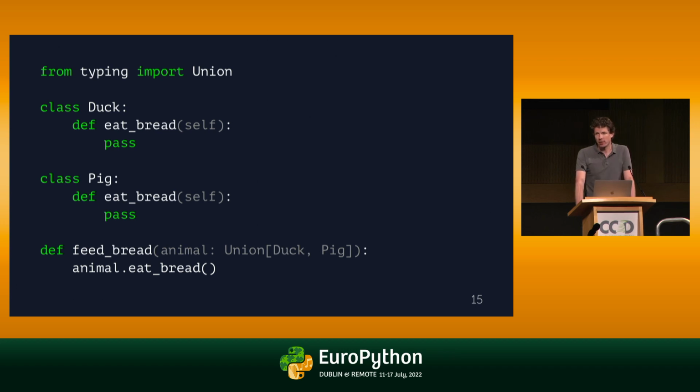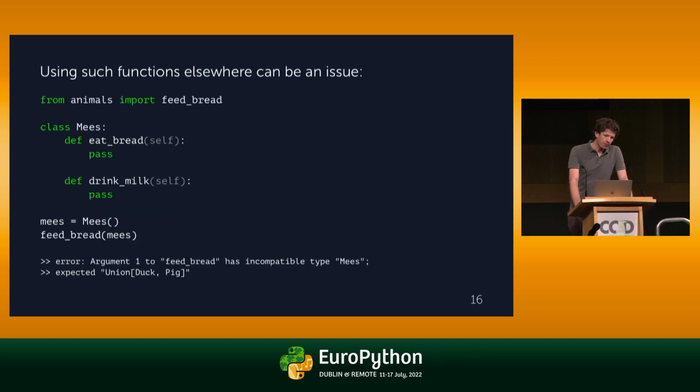Now, this is all fine. This is perfect. But now suppose that this code is in some package that I download from PyPI. It's called animals. And here is a class, Mace. Mace is my baby boy, and he really likes to eat bread. He can also drink milk, his two favorite activities.